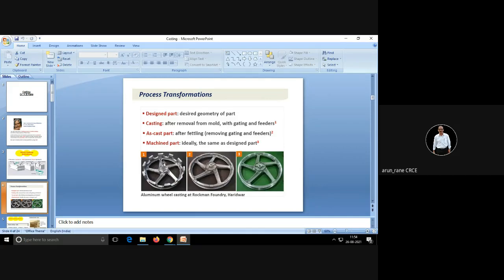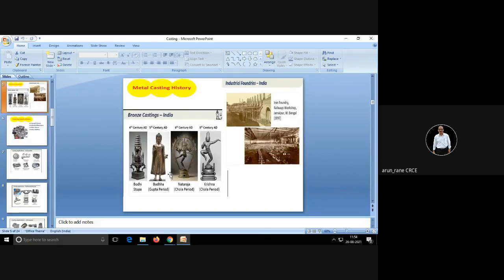Like you have an aluminum wheel. This is a cast. Again, in casting there are different processes like sand casting, die casting, investment casting, centrifugal casting. That we'll see. Now bronze. Bronze is nothing but copper plus tin. Bronze is nothing but copper and tin. So these are some bronze castings. These are all big statues. Those are all cast. They are all made up of bronze. The property of bronze is it doesn't rust.